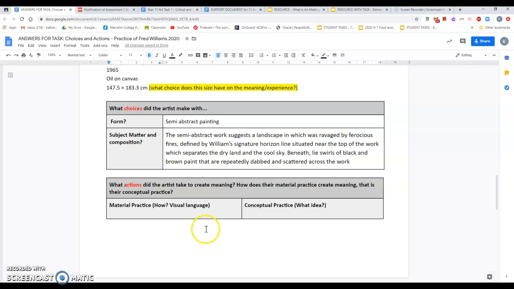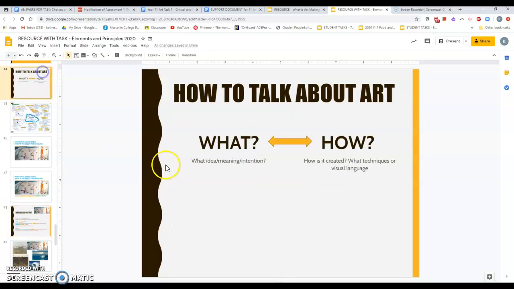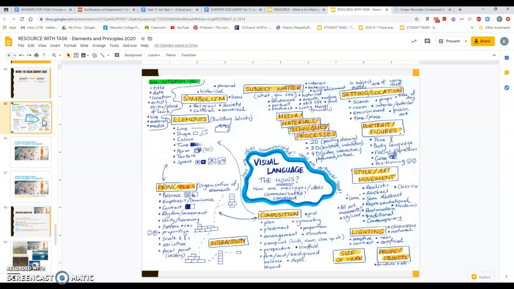That's what's coming next. So, what actions did the artist take to create meanings? So, what is the idea? How is it created? This goes back to this. What is the idea and how is it created? And of course, how is it created? Through this lovely mind map here called visual language. These are all the things an artist can do to create meaning. So when I say techniques, when I say how, I mean visual language. As you can see here, visual language, the hows. These are all the techniques.